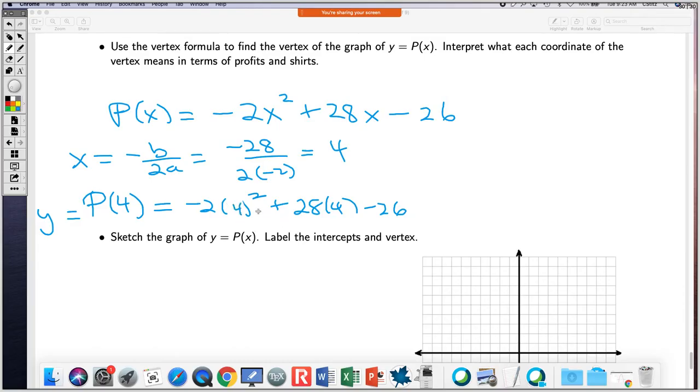So what are we getting here? We got a 4 squared, that comes first. That's a 16. 16 times negative 2 is a negative 32. Plus 28 times 4. Well, let's see if we can make that a little easier. 30 times 4 is 120. 120 minus 8 would be 112. Minus 26.